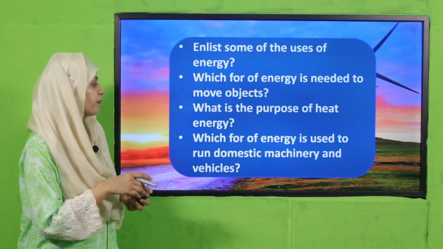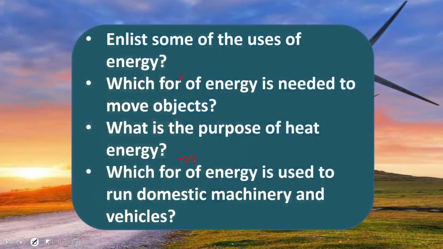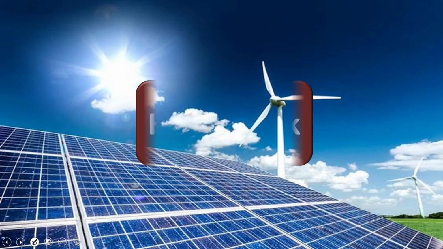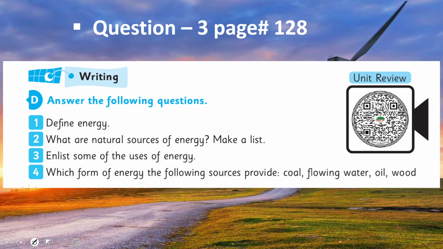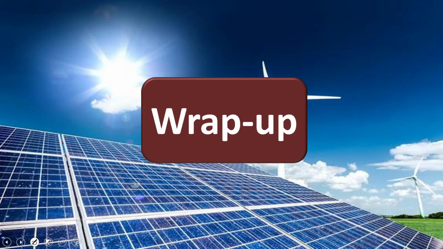Next is, which form of energy is used to run domestic machinery and vehicles? Electricity is used for domestic machinery, and for vehicles, fuel is required. Okay, my dear students, now is time to note down your homework. For this, you will do the writing practice and you will answer question number 3 given on page number 128 and list some of the uses of energy. So we have studied many uses of energy, and you have to list down some of them. So this is your homework and now is the time for wrap up.